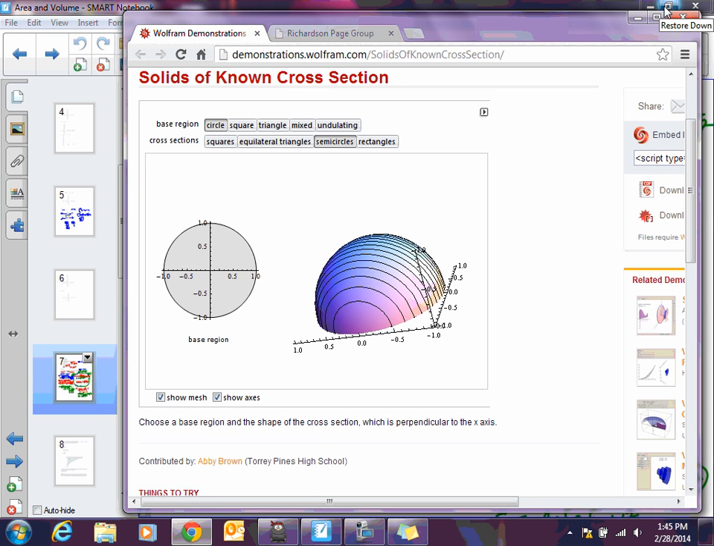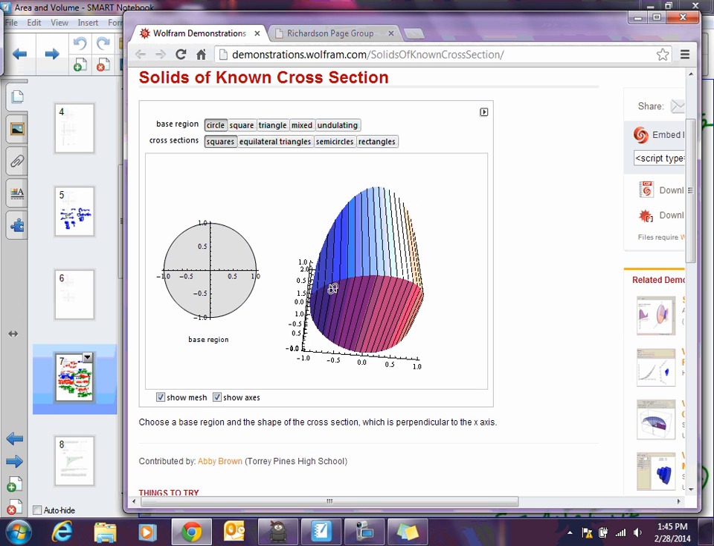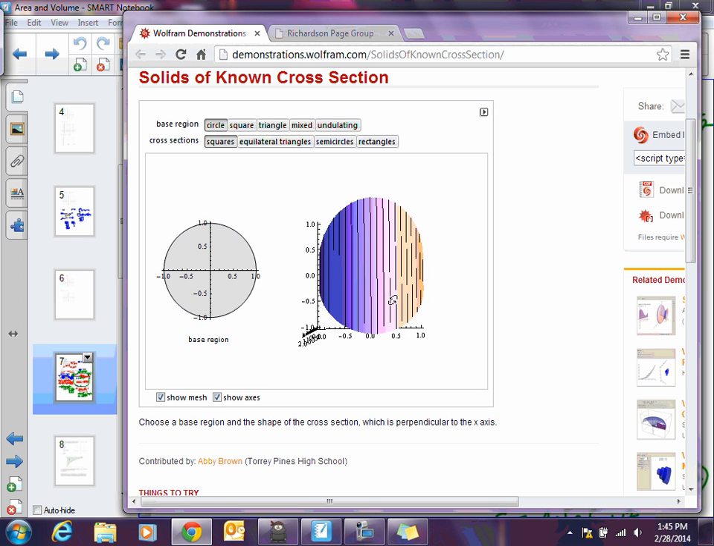Okay, so let me move this back to squares, and let me move this around, and so here we have a circle, and this is the base. What we're doing is X, Y-axis, and Z-axis is coming right out at us. This base is a circle. The difference between this and what we had on our paper is that these cross sections or slices are perpendicular to the X-axis. Whereas on our paper, they were horizontal, okay? That's the only difference. And so all of these slices are squares.